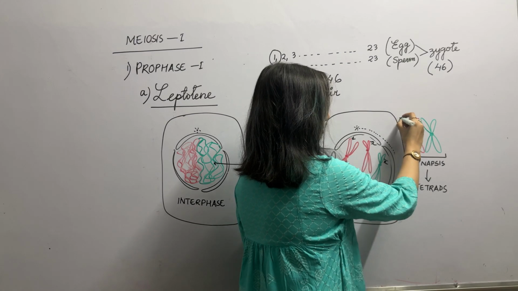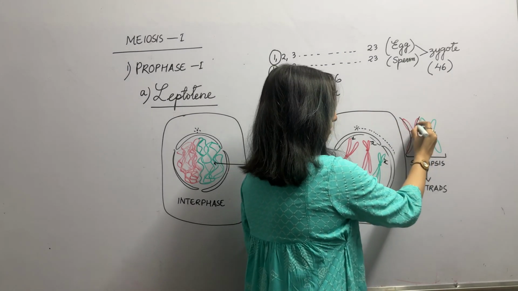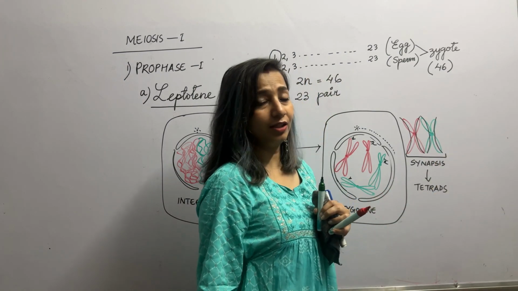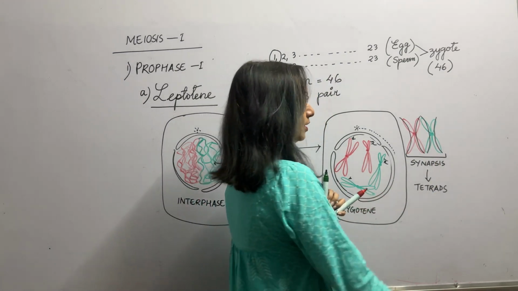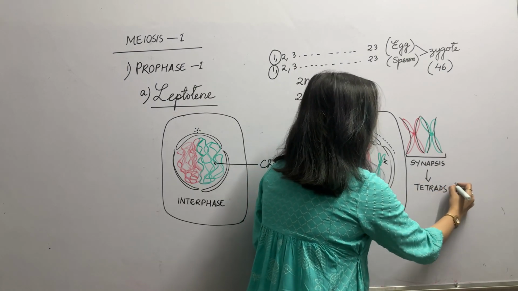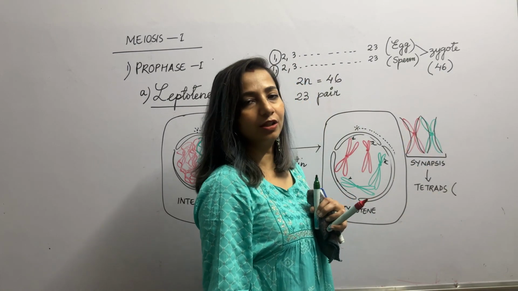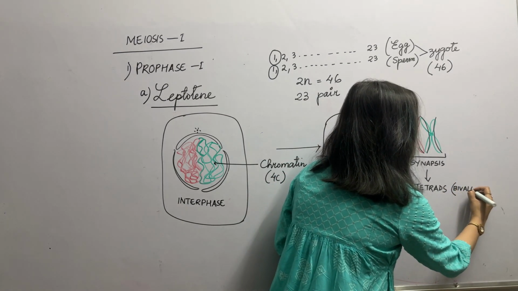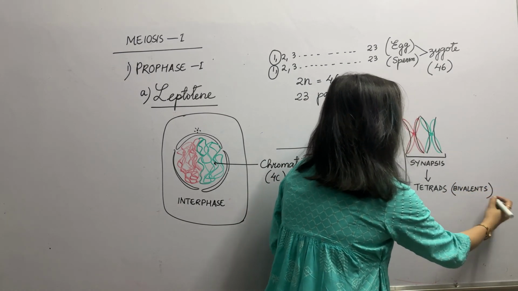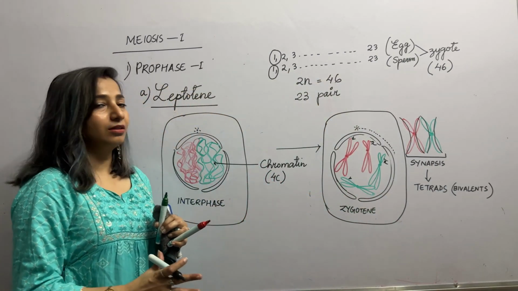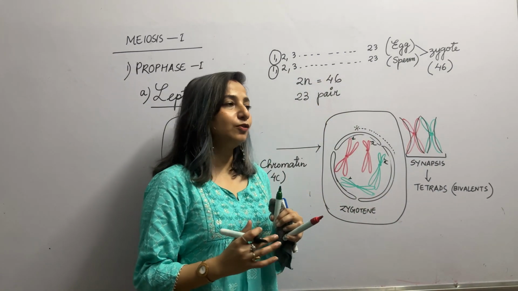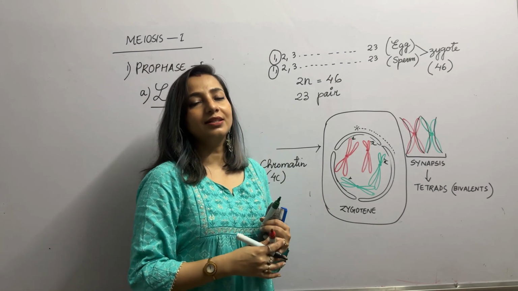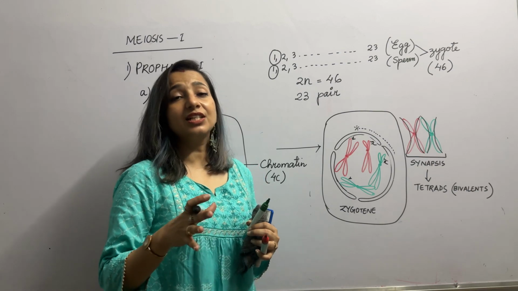If you see, this is one chromatid, this is another chromatid, this is the third chromatid, this is the fourth chromatid. How many chromatids are there? 4. So it is called a tetrad. Or if you see how many chromosomes are there together? 2. So it is also called the formation of bivalents. Clear? So during zygotene, what happens? There is pairing up of homologous chromosomes, which leads to the formation of tetrads or bivalents.